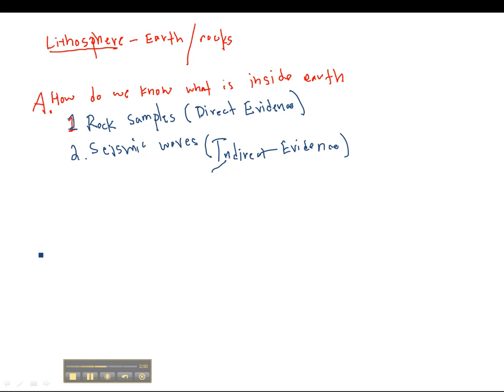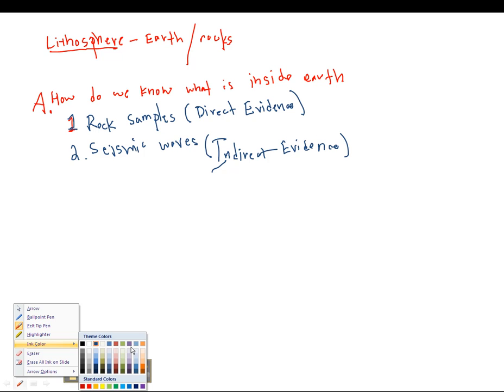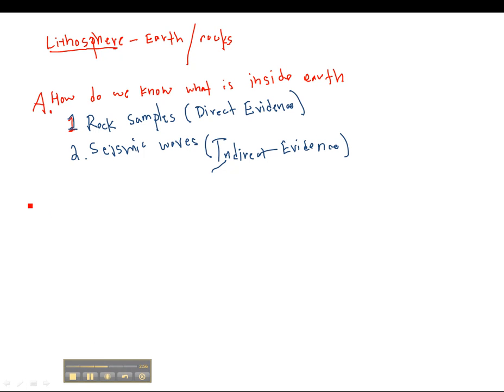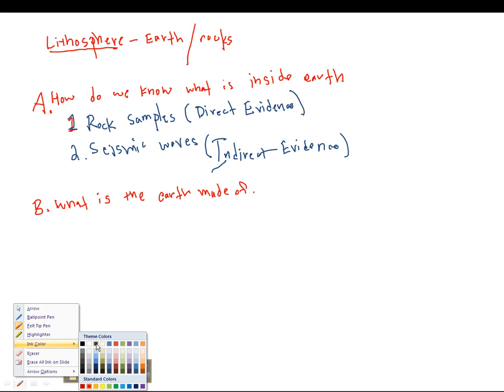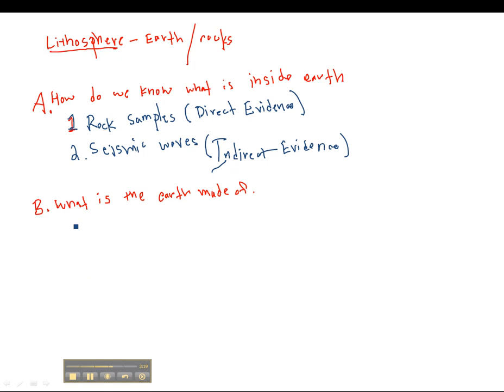Next, the Earth is made out of three main layers. Okay. Three main layers of the Earth. Or the lithosphere, also. What is the Earth made out of? Well, I'm going to tell you right now in case you were curious. I'm also going to change this pen color real quick. Okay, so the Earth is made of three main parts.